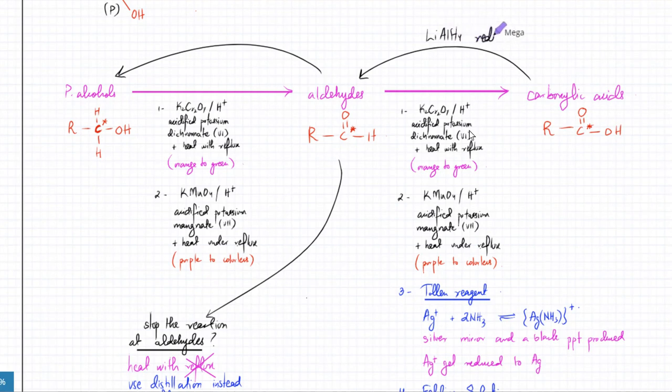LiAlH4 is a reducing agent. The ones we wrote earlier were all oxidizing agents. So LiAlH4 can also reduce the aldehyde back. That's LiAlH4 as well, and you can also use NaBH4 in this case. LiAlH4 is lithium aluminium hydride.